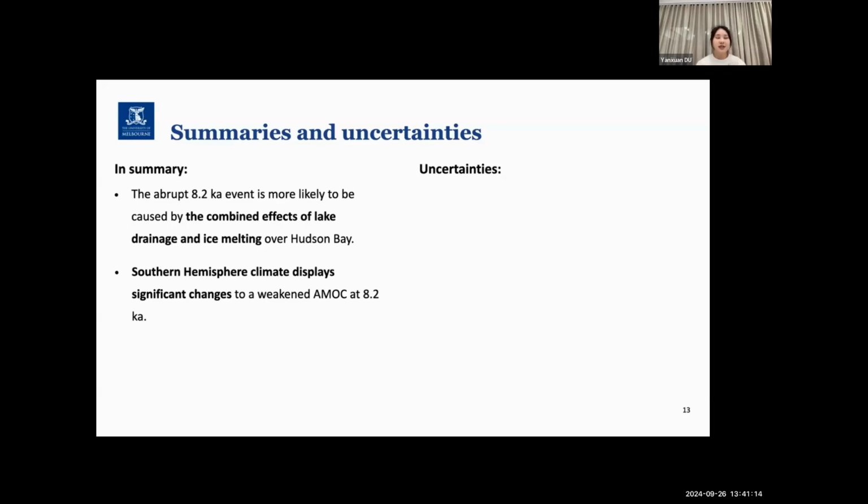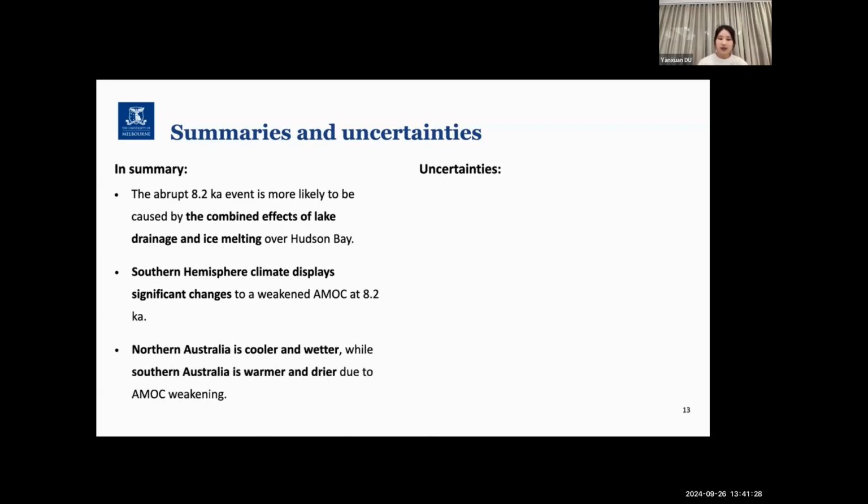well. I also need to note that in previous modeling studies, they all simulated a non-significant change over the Southern Hemisphere at 8.2 ka. And finally, northern Australia is cooler and wetter, while the southern Australia is warmer and drier, in the annual mean signal. And there were also some uncertainties which need further investigation.